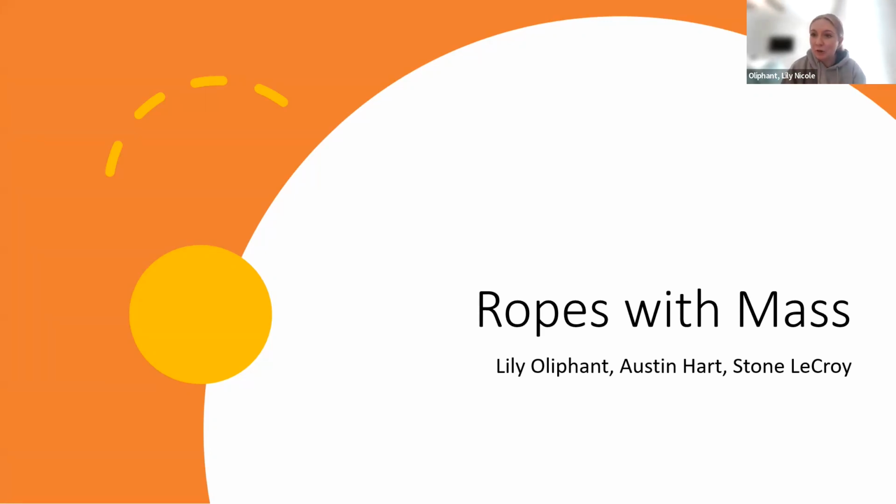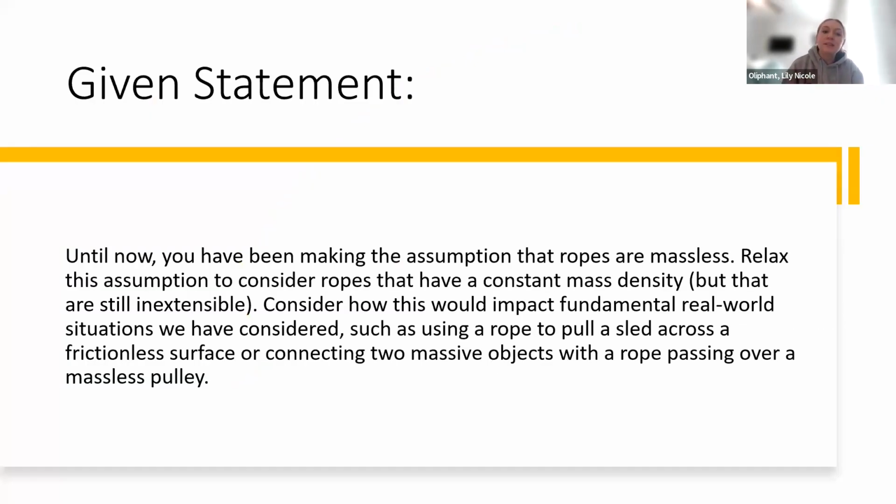Later in the video you will meet my other teammates, but we chose for our project to focus on the ropes with mass problem. The statement we were given was, until now, you've been making the assumption that ropes are massless. We are asked to relax this assumption to consider ropes that have a constant mass density. Consider how this would impact fundamental real-world situations we have considered, such as a rope to pull a sled across a frictionless surface, or connecting two massive objects with a rope passing over a massless pulley.